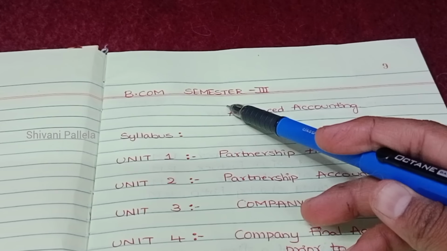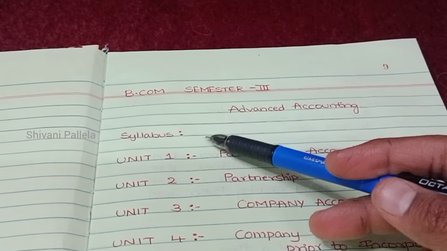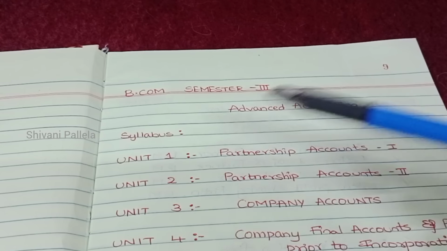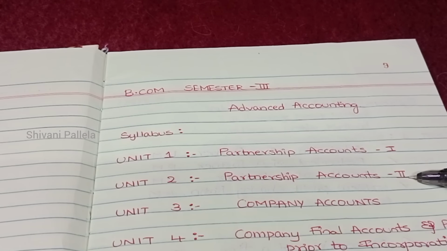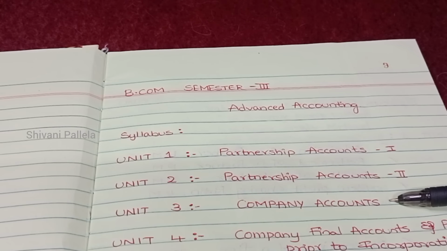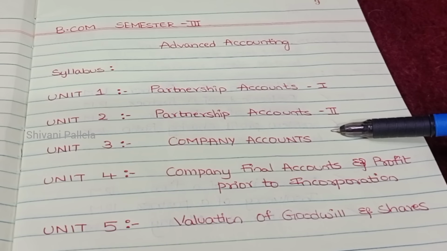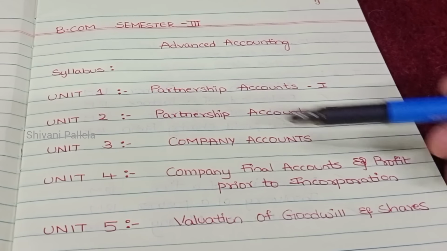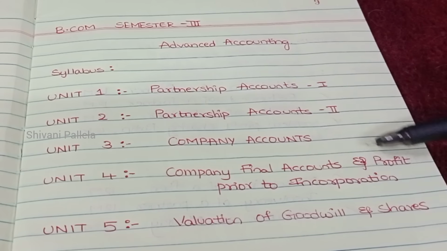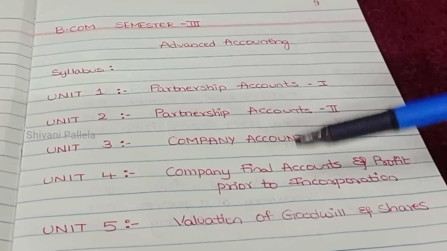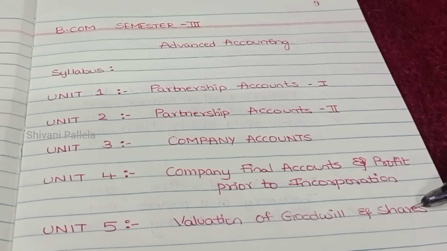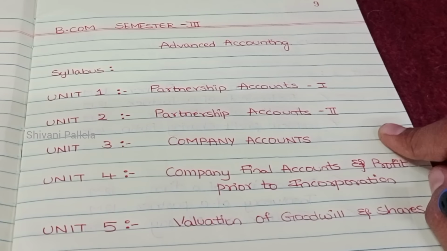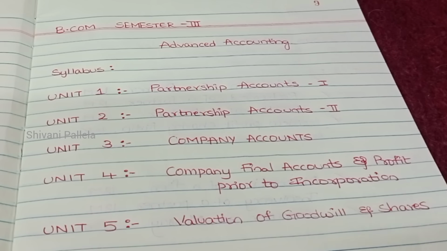BCom third semester students have the advanced accounting subject. In that, you have a total of 5 units. The first unit is partnership accounts 1. The second unit is partnership accounts 2. The third unit is company accounts: issue of shares, debentures, underwritings, and bonus shares. All this is included in the third unit. The fourth unit is company final accounts and profit prior to incorporation. And the fifth unit is valuation of goodwill and shares.